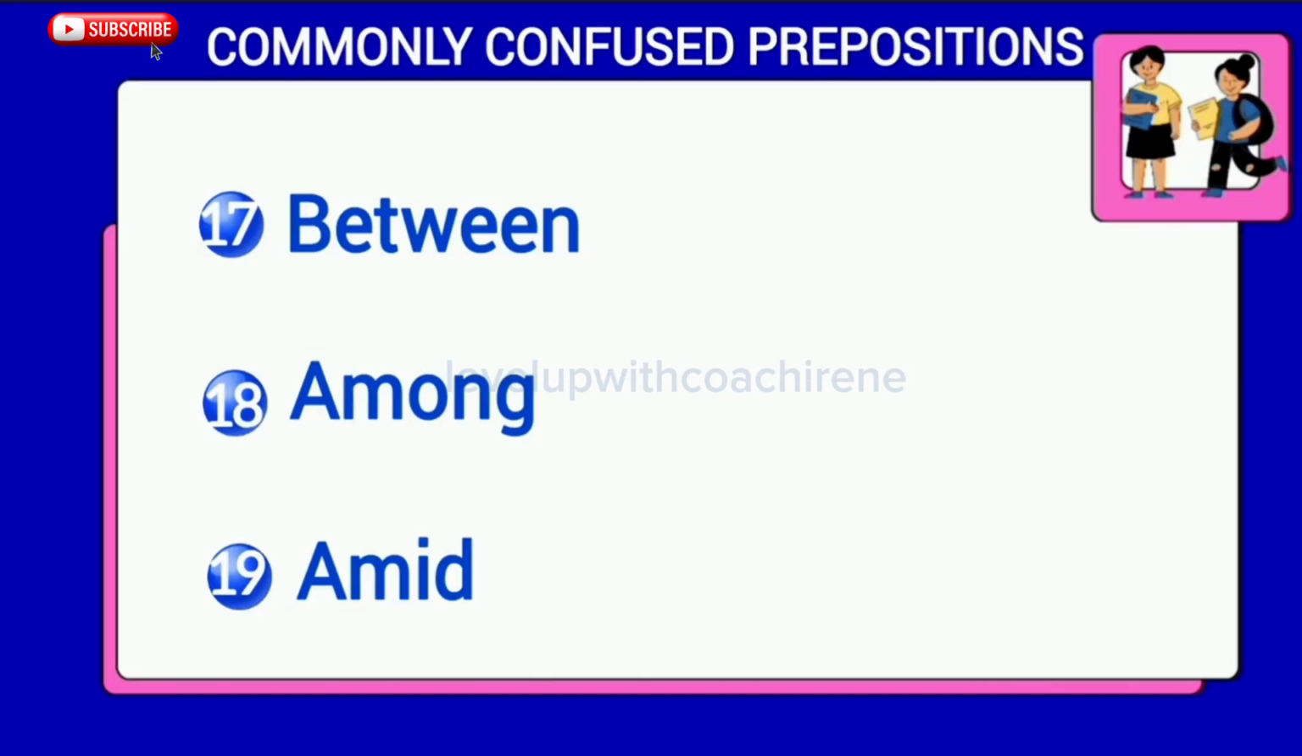The main difference between them is that between involves two or more distinct entities. Among involves being part of a group or surrounded by multiple elements. Amid or amidst describe being in the middle or surrounded by certain situations or environments.